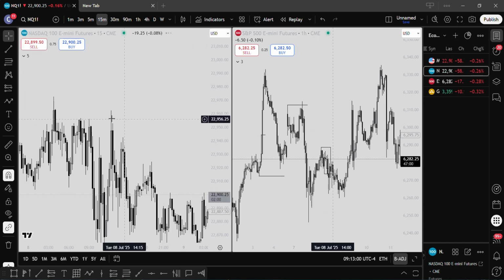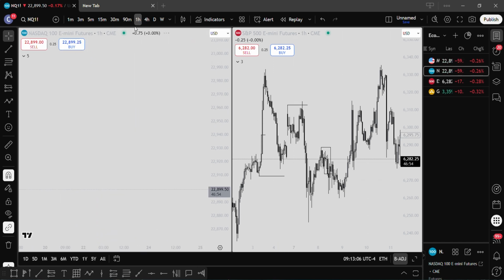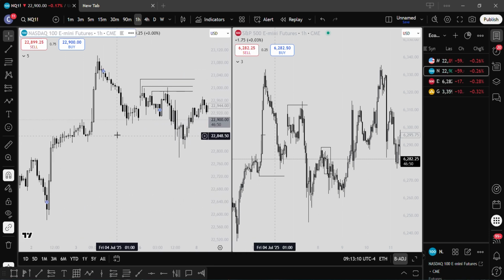So let's start. Okay, going to the 15-minute, what we can see is a fair value gap. That's an internal liquidity. That's a liquidity we want to tap or sweep into before going up.